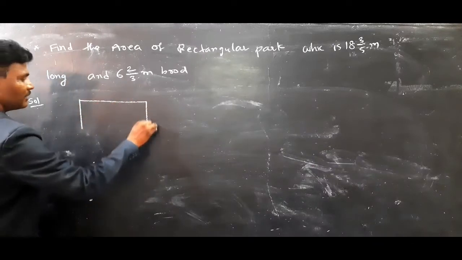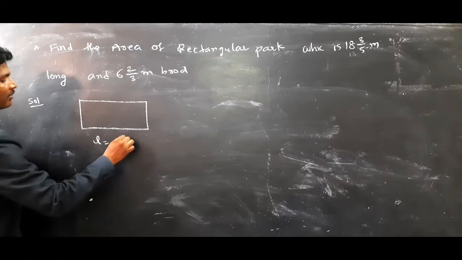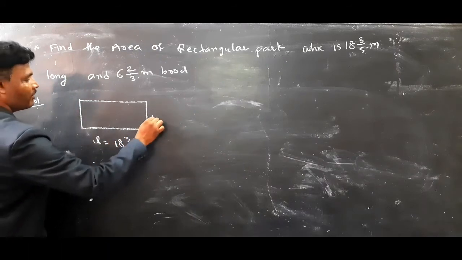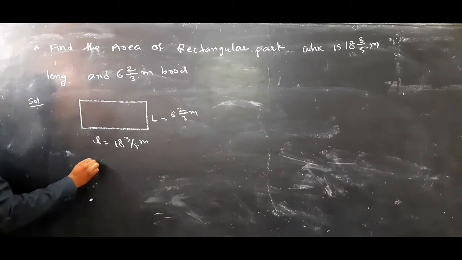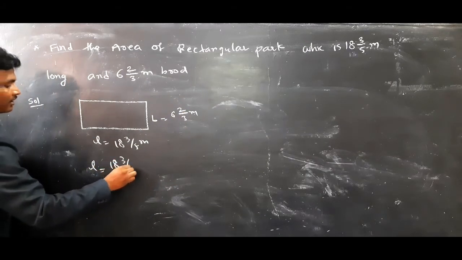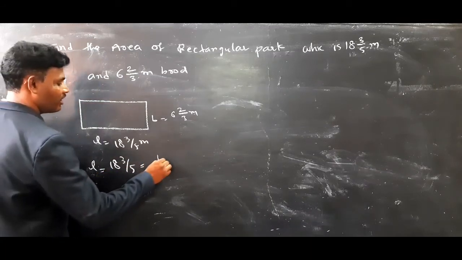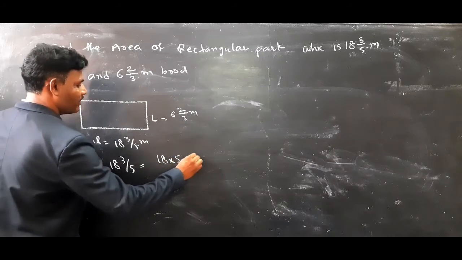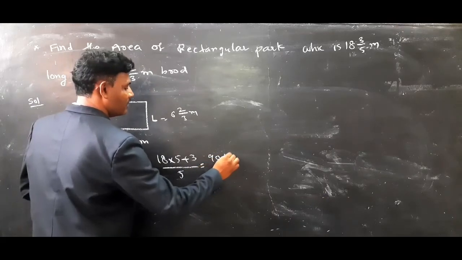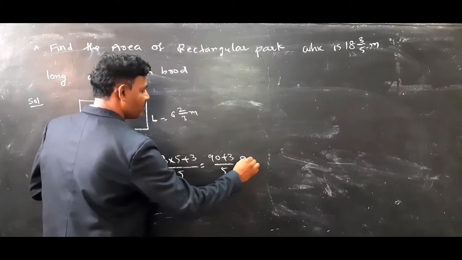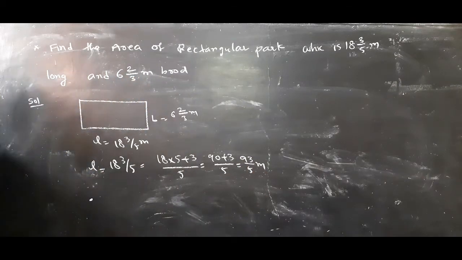One park is there. That park is in the shape of a rectangle. What is the length here? 18 3/5 meters. And the breadth is 6 2/3 meters. Now find its area. The length is 18 3/5, a mixed fraction. Convert it to a fraction. 18 into 5 plus 3 over 5. 18 5s are 90, 90 plus 3 by 5 is equal to 93/5 meters. So the length of the park is 93/5 meters.